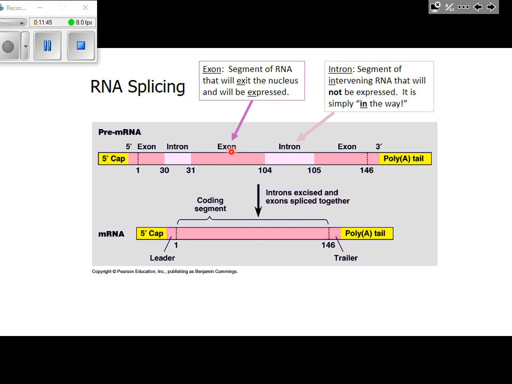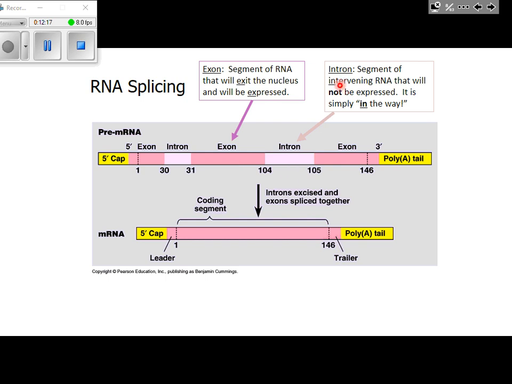So an exon is a segment of that RNA that will exit. That's where the name exon comes from. It's going to exit the nucleus, and it actually will be expressed. So that's how you remember it. Exons are expressed. Exons actually do contain codons, and they are coding for amino acids so that the protein can be built. But introns are just in the way.